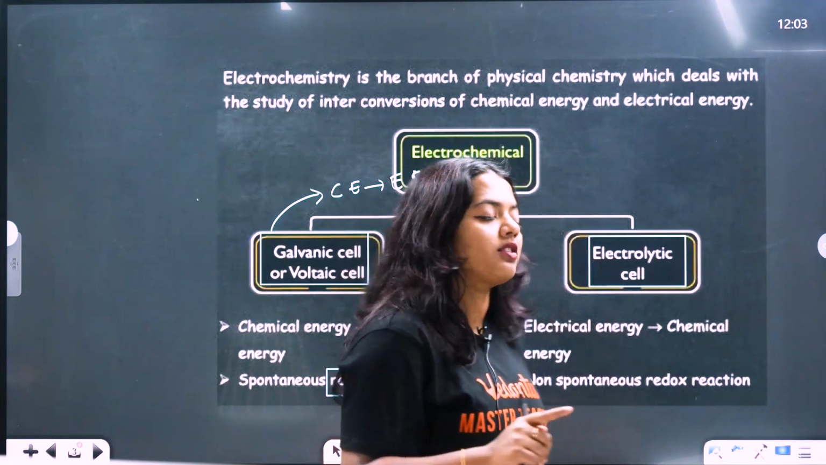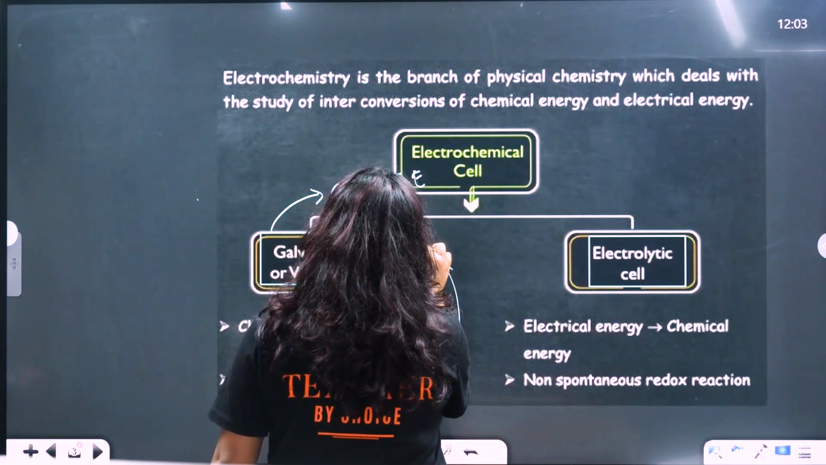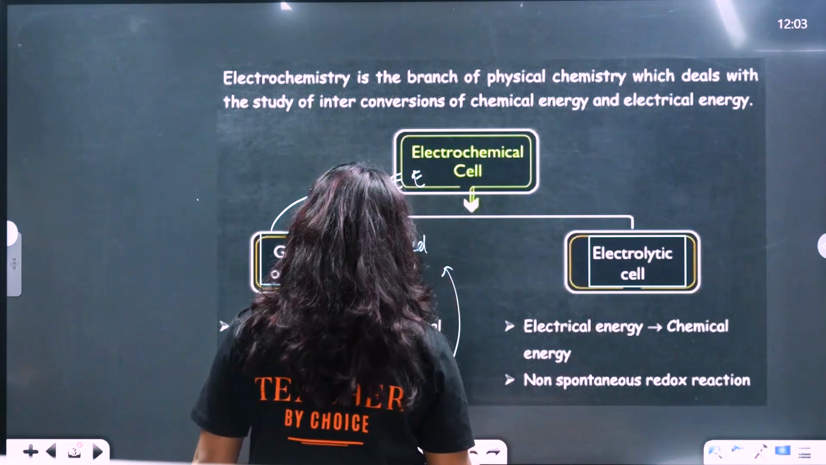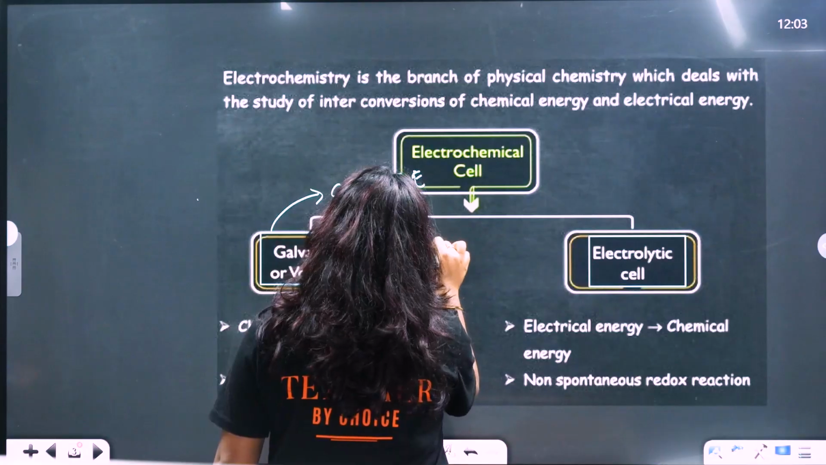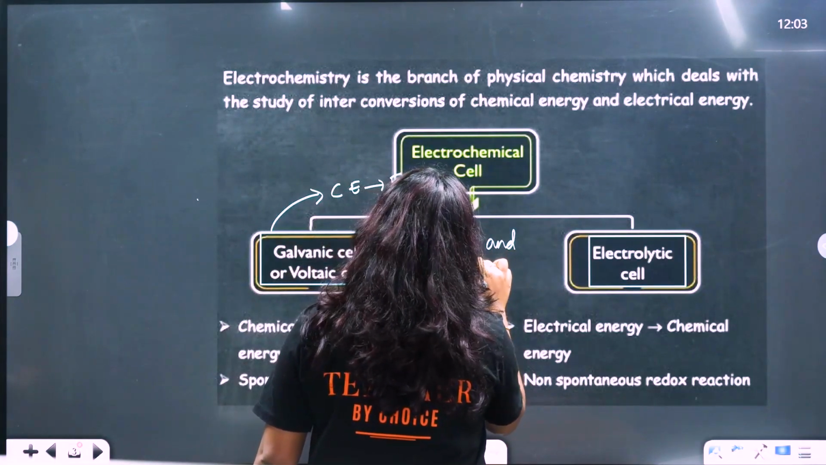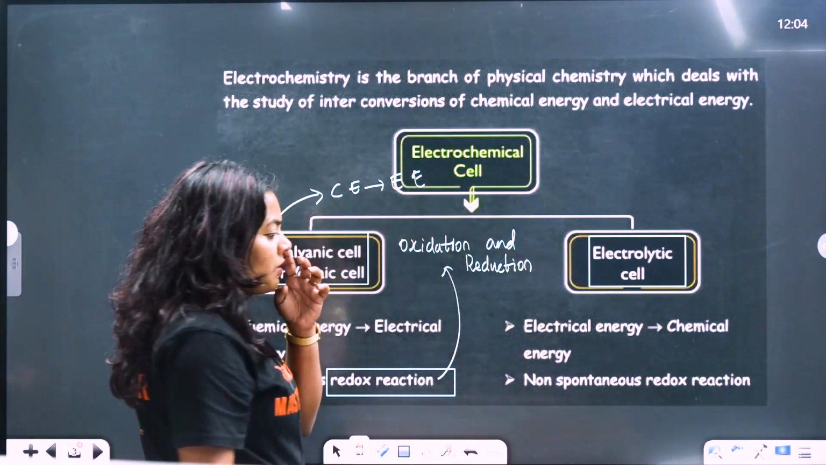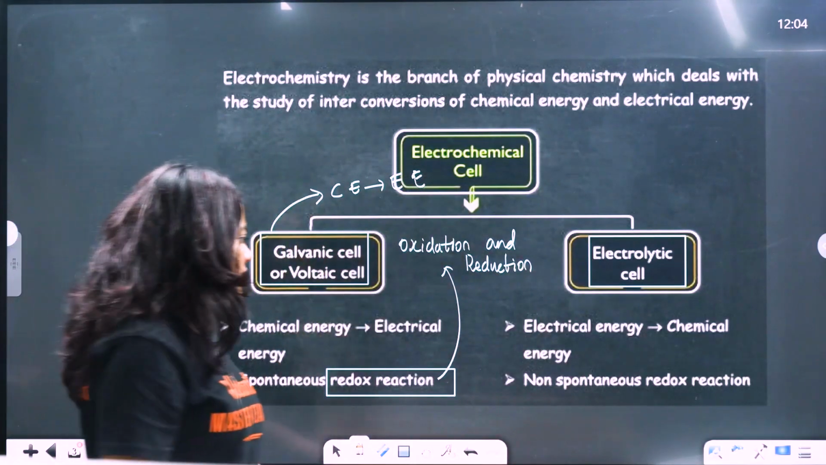What do you mean by redox reaction, my dear students? Oxidation and reduction happening simultaneously is called a redox reaction.